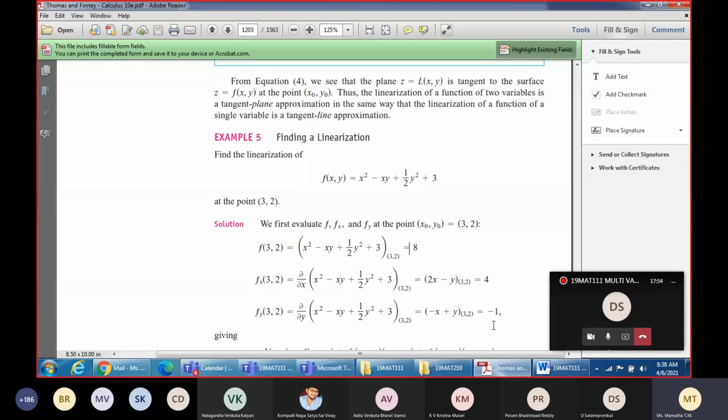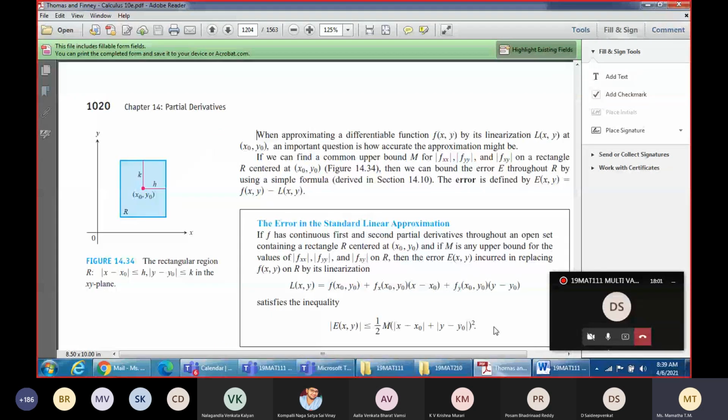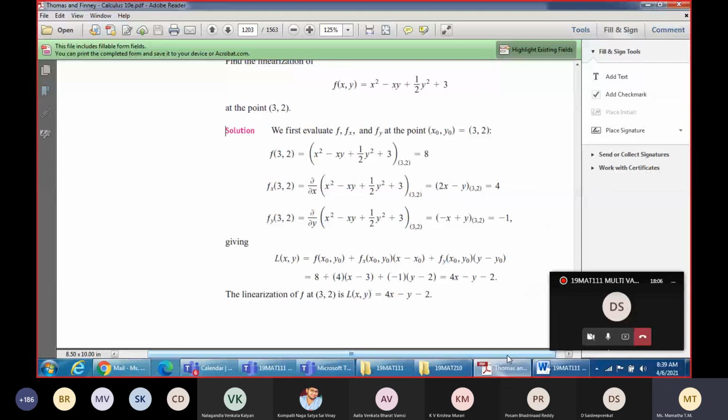Now we substitute all this in the linearization formula. The linearization function L of x comma y is equal to f of x naught y naught plus dou f by dou x at x naught y naught into x minus x naught plus dou f by dou y at x naught y naught into y minus y naught. So the function at 3 comma 2 is 8, the derivative dou f by dou x at 3 comma 2 is 4, into x minus x naught, which is 3, the given value. Dou f by dou y value is minus 1, and y minus y naught value is 2.